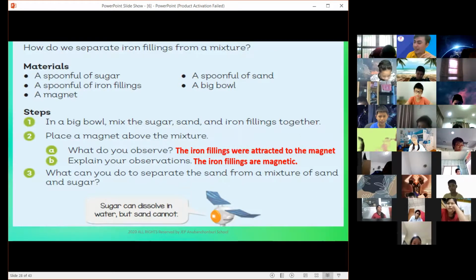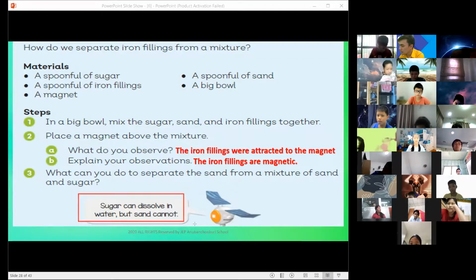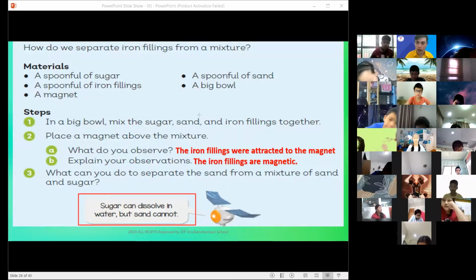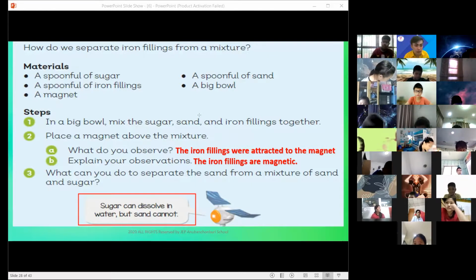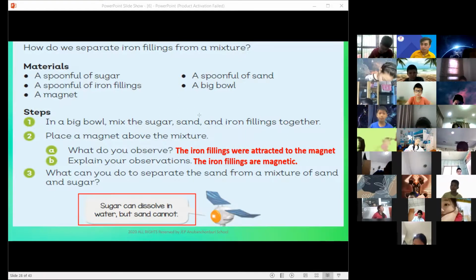No as well? Okay. But there is a clue here. Look at this. Sugar can dissolve in water, but sand cannot. So what are we going to answer here in number 3? What can we do? Soluble and insoluble. So what are we going to do? Add water. Very good.